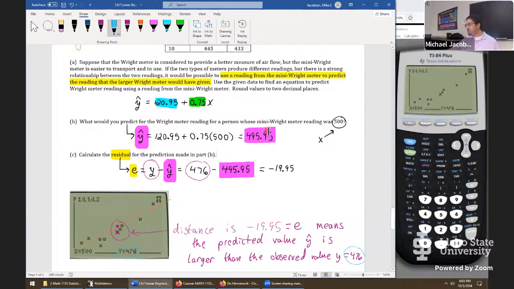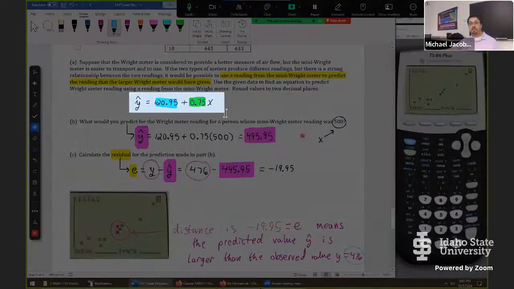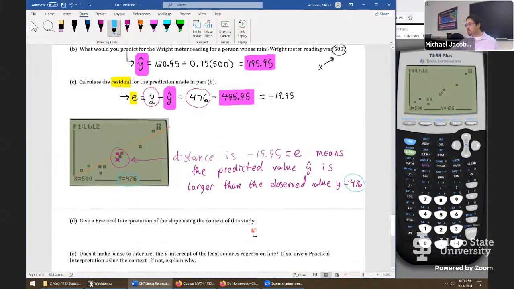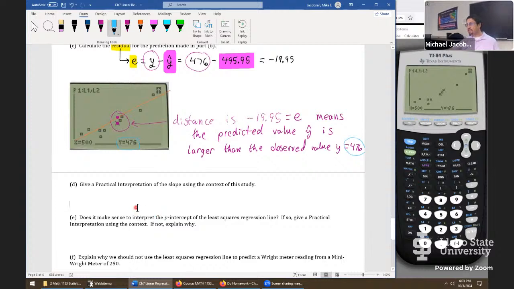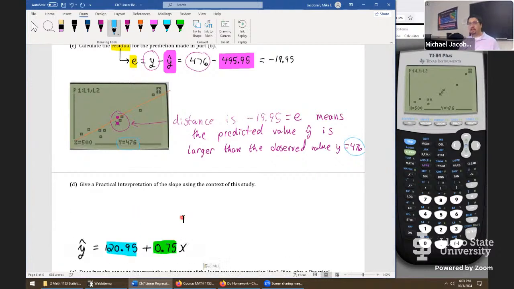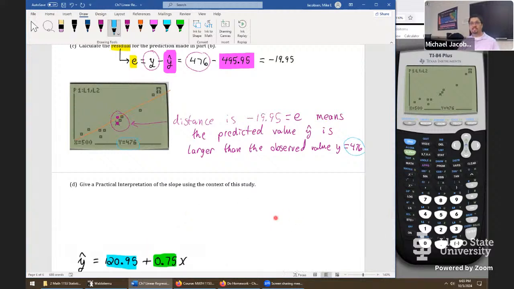Okay, moving down to the next one, let's see what we've got going. Let me take the screenshot of just this equation. Part D looks like we're looking at slopes and intercepts. So let's give a look at part D first. Pasting the equation down below just for our easy reference. And a question for the class: which number is the slope, 120.95 or 0.75? Good call. The slope here is the 0.75.